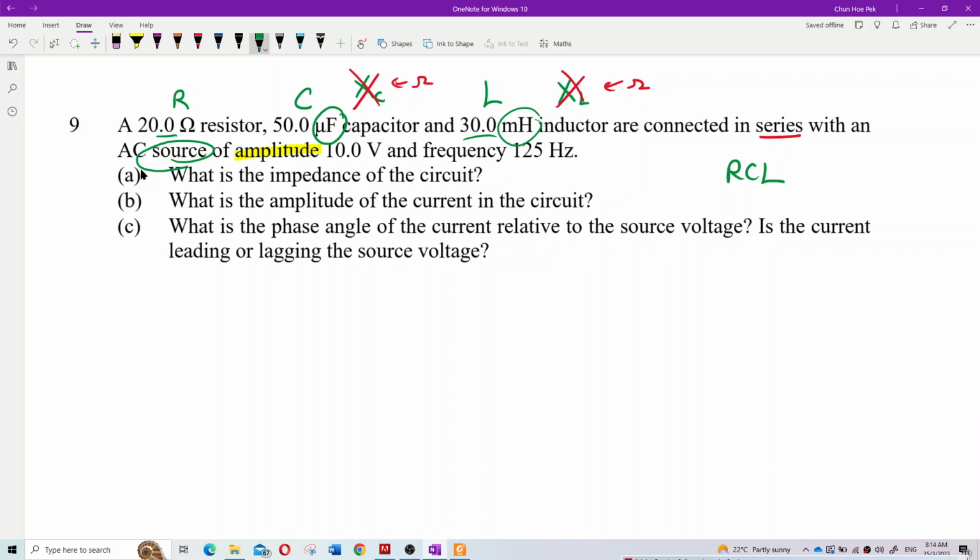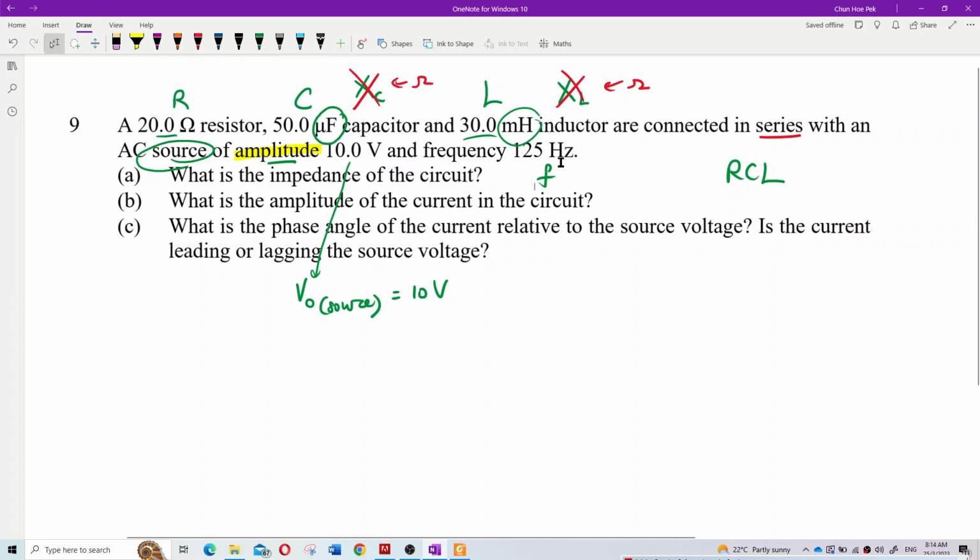So I can say about this value, this 10 volt is a peak value, because amplitude means the peak value of the source. Peak value of the source is 10 volt, okay. And then we have frequency f, frequency 125.